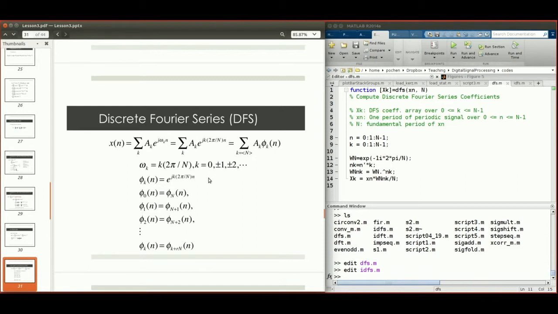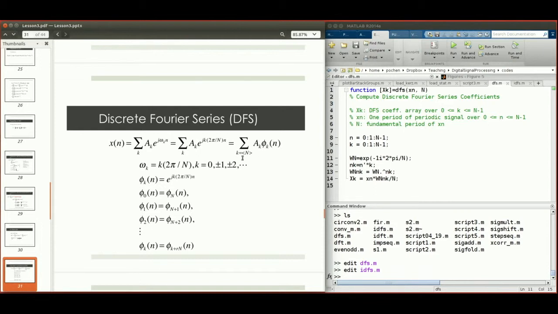So if you are doing a summation over all the phi kn, you don't really need to sum over all possible values of k in this case, right? Because phi is periodic with respect to k. Phi 0 equals phi big N. Phi 1 equals phi big N plus 1. You don't really need to sum over all possible values of k. All you have to do is to sum over a set of unique values of phi k, right?